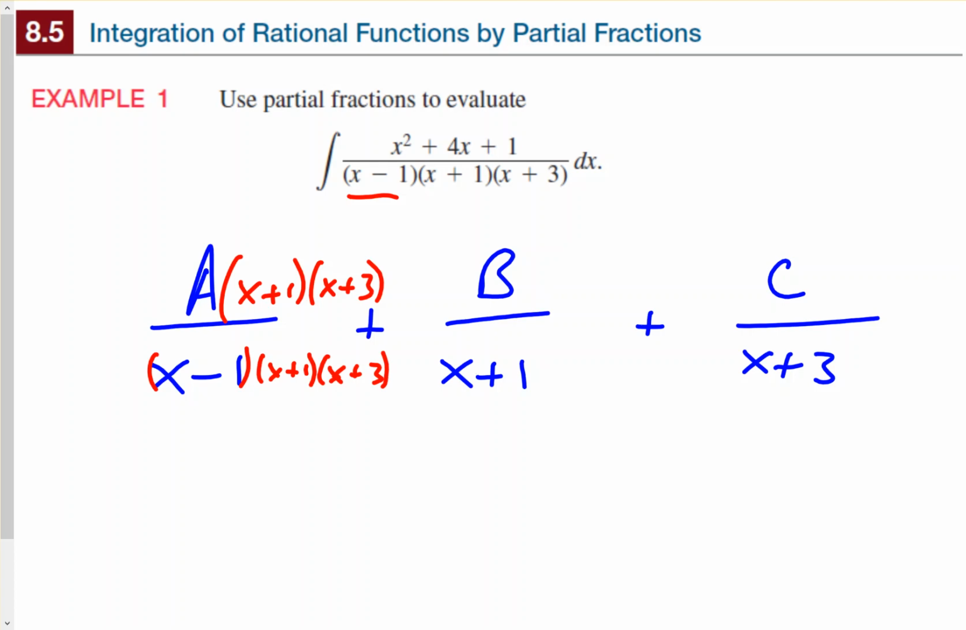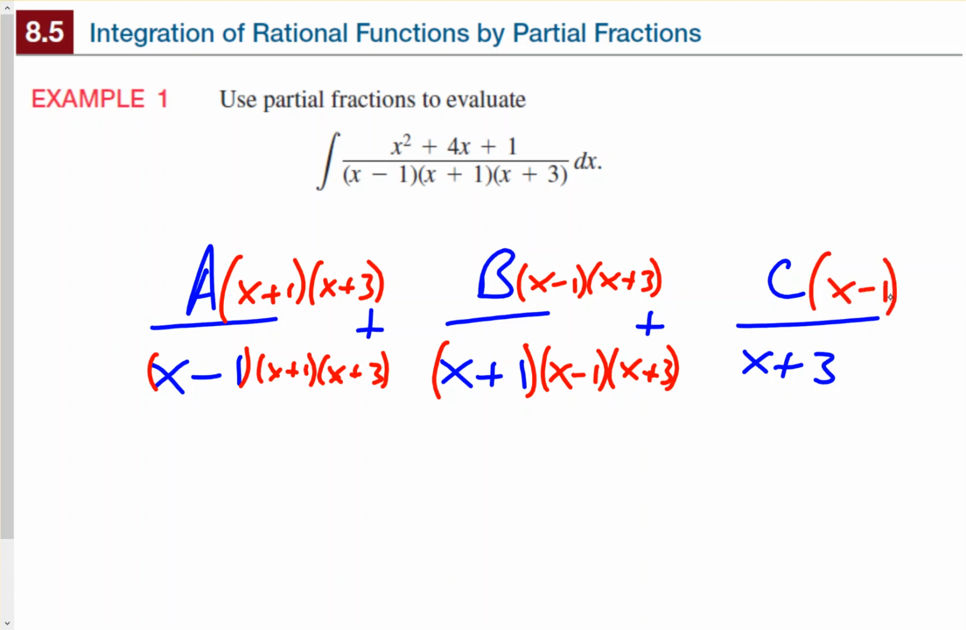Okay, and then typically that's what we would do in order to be able to get one expression with the same denominator. And then the middle one has x plus 1, so it's missing x minus 1 times x plus 3. And then the last one, x plus 3, it's missing x minus 1 times x plus 1. Okay, so that would be the initial setup for it.